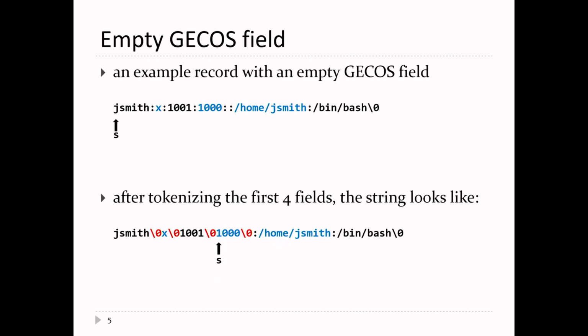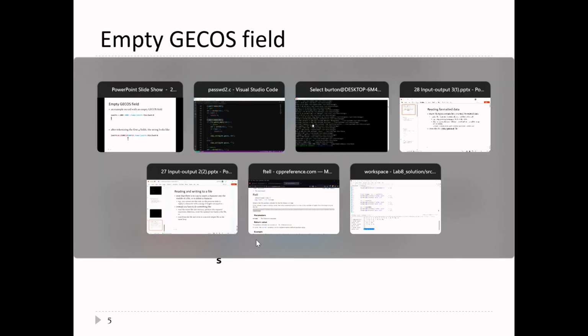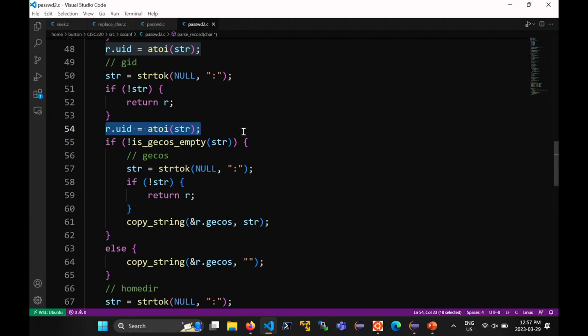My pointer, str, is this s right here, so it's the pointer to the 1000. I want to check, is the character after the end of this string, this substring, I guess? So there's our substring, because there's our \0. I want to check, is the character after that \0 a colon? Because if it's a colon, I know the GCOS field is empty. And so it's pretty easy to do.